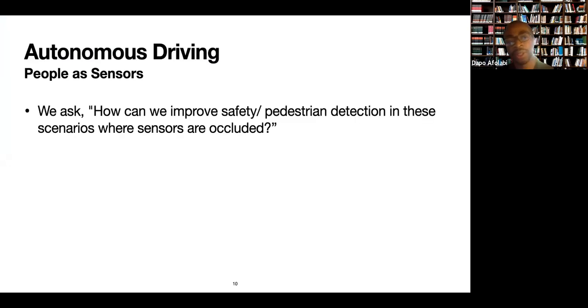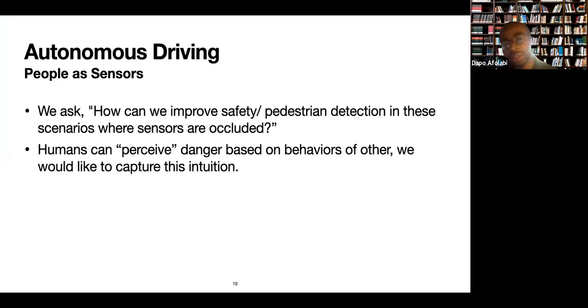If we notice, the question is, how can we improve safety or improve pedestrian detection in these scenarios? And if we paid attention, you see that the humans can perceive the danger based on the behaviors of others. And this is the intuition that we want to capture.